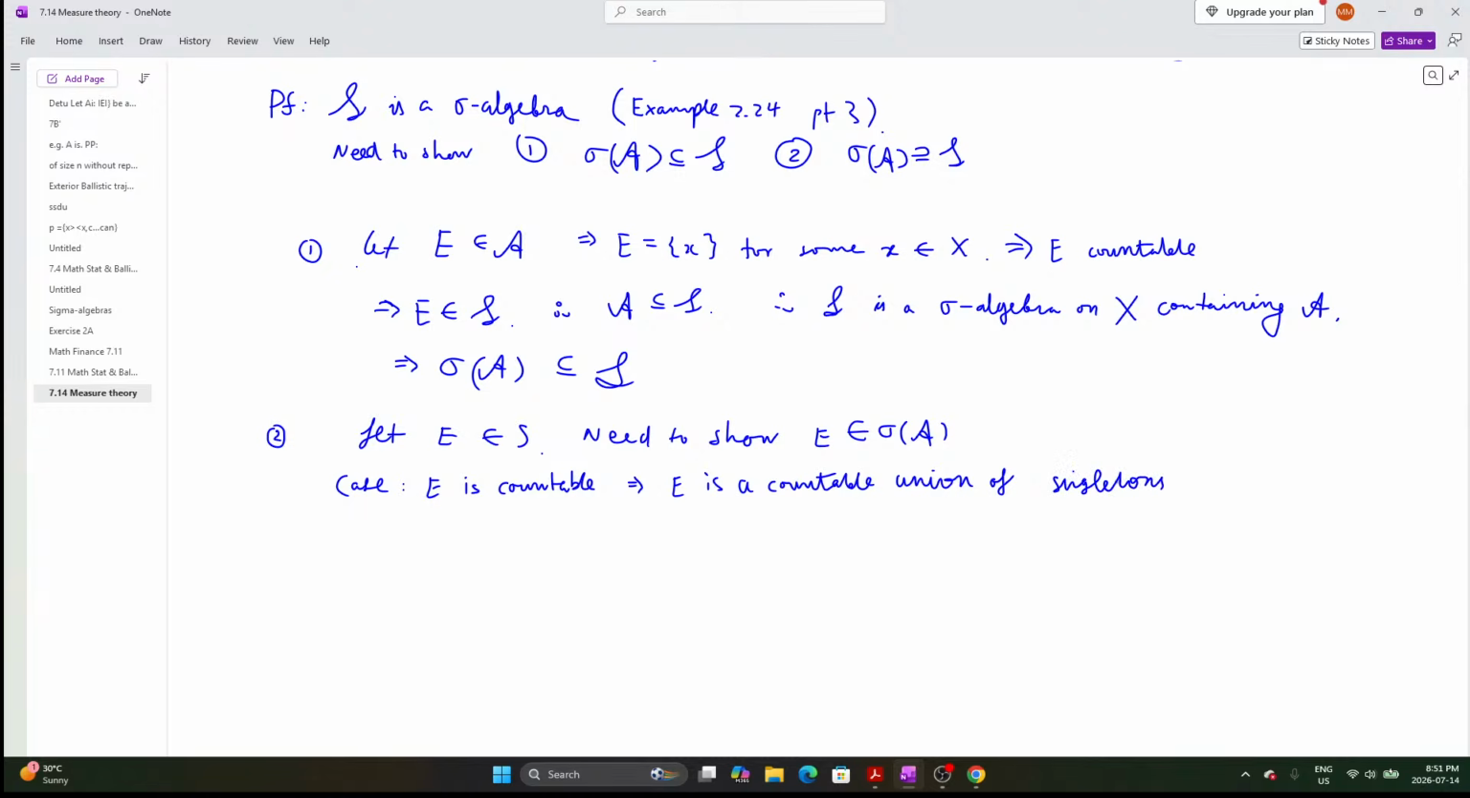But what does that mean? If it's a countable union of singletons, i.e. E is a countable union of sets in A. Right? Sets in A. So E is a countable union of sets in sigma A, which of course belongs to sigma A.